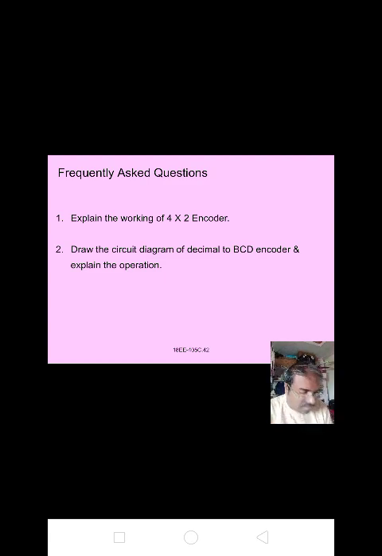Okay, I will draw the diagram and I will send it to you on WhatsApp. If you have a glance, please have a glance at it. Okay, it is the diagram for the 10 into 4 binary encoder. Okay, please draw it.